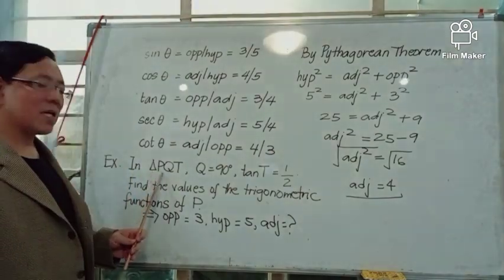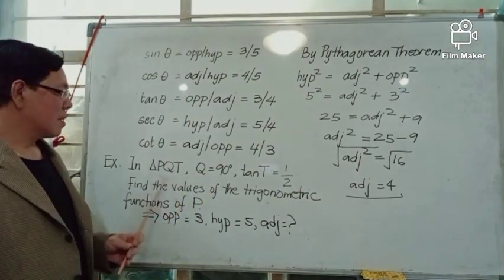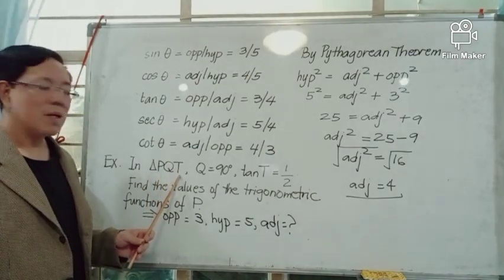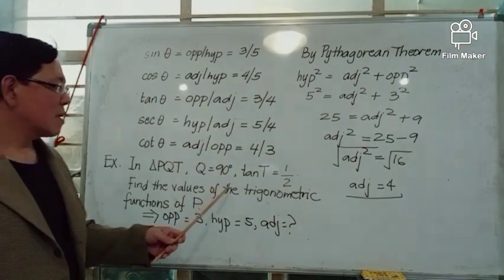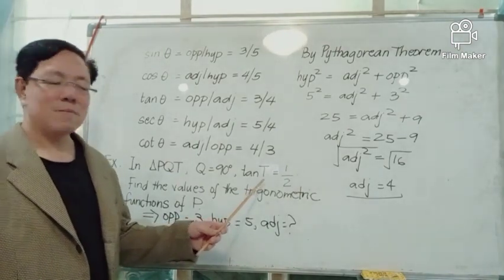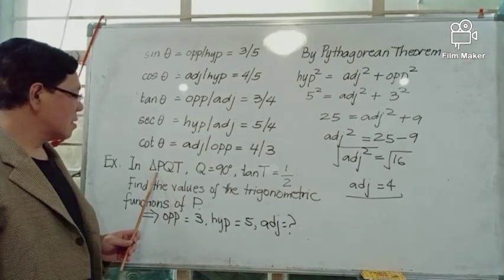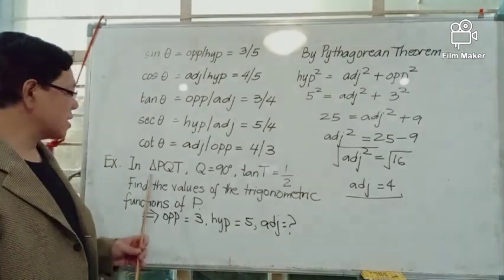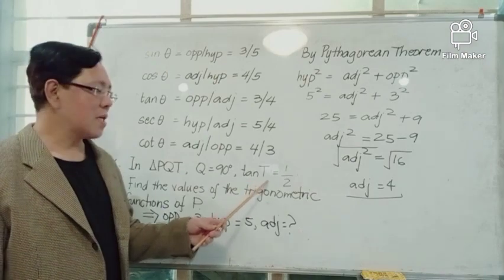We consider another example. In triangle PQT, angle Q is 90 degrees. So this triangle with vertices PQT is a right triangle with the right angle at vertex Q equals 90 degrees. And we are given the tangent of T. Hence, if Q is a right angle, P and T are the two acute angles of this right triangle PQT. And we are given that the tangent of T is 1/2.